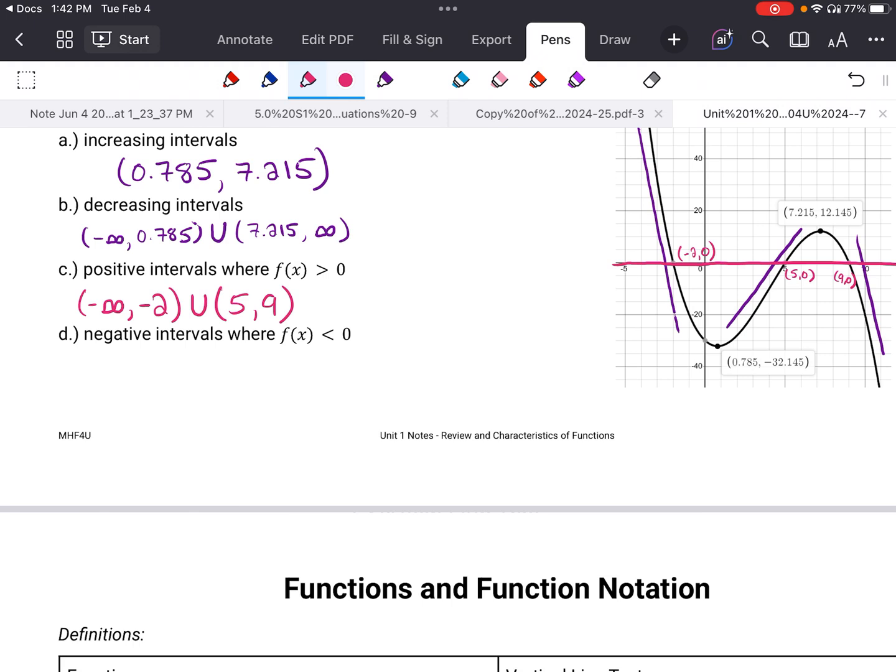Okay, and then where is it a negative interval? So we have negative 2 to 5, and then 9 to positive infinity.